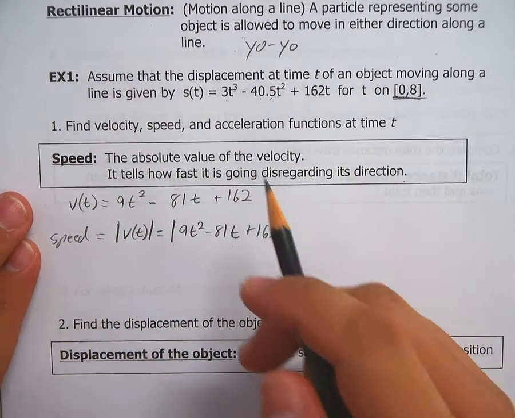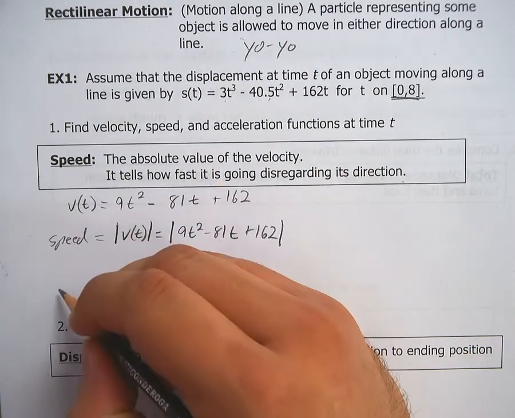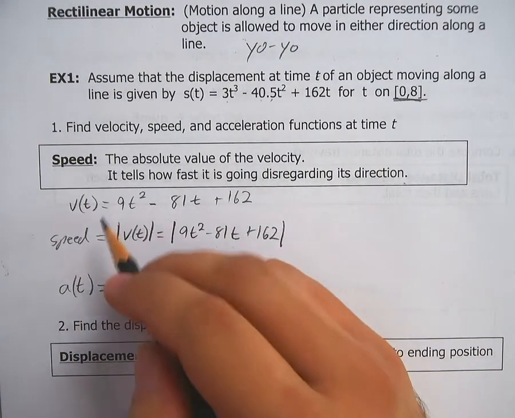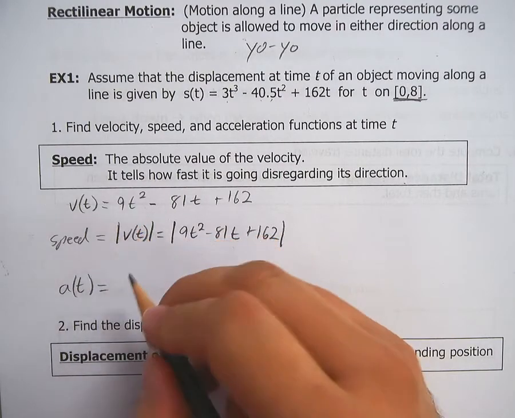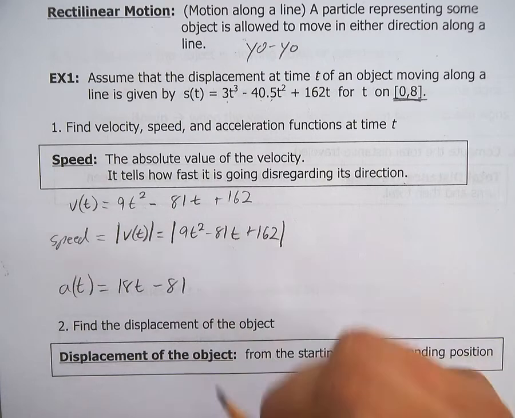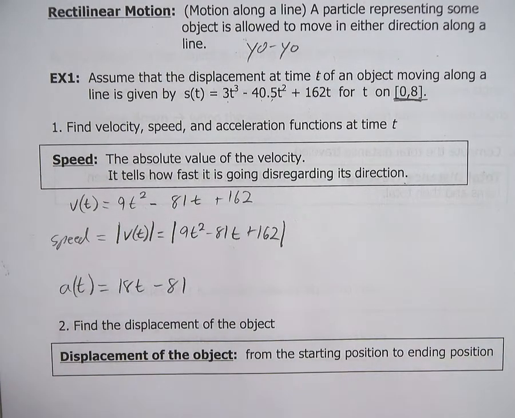And then finally here, acceleration is the derivative of velocity. So a of t, acceleration, take the derivative of the velocity function. So 18t minus 81. And there's acceleration.